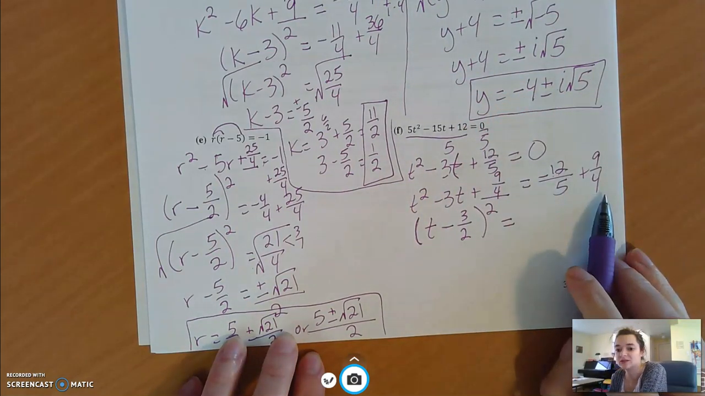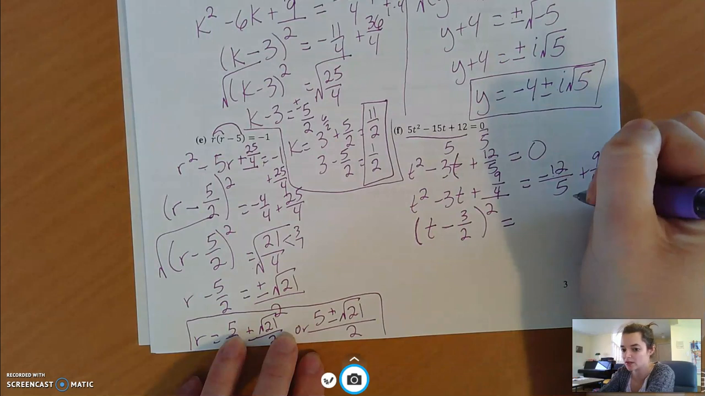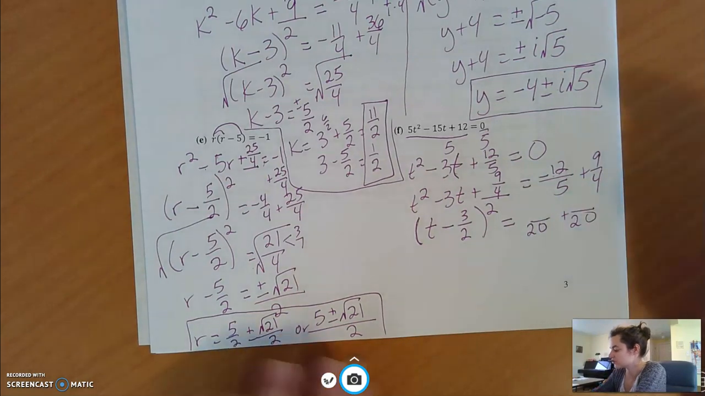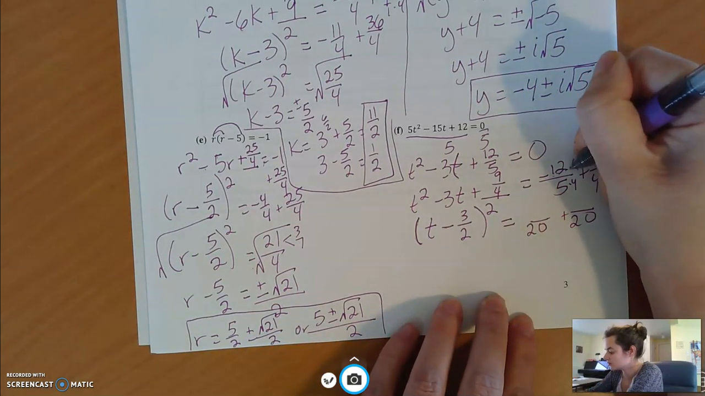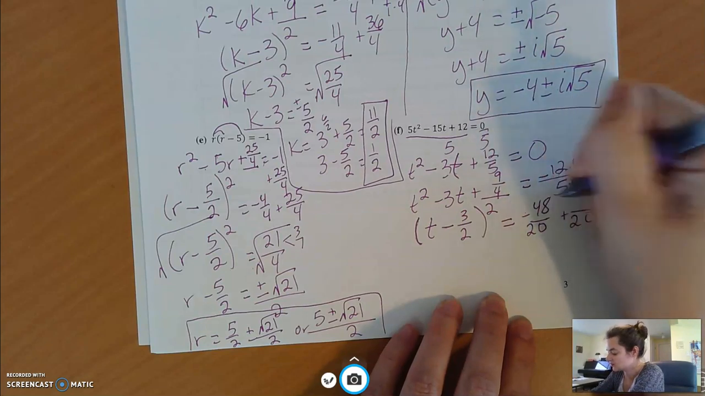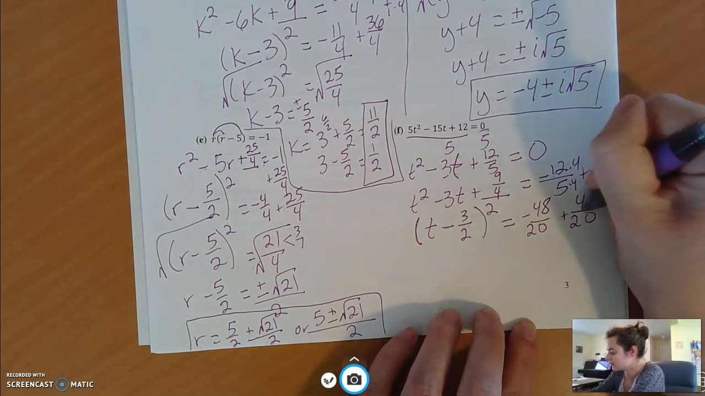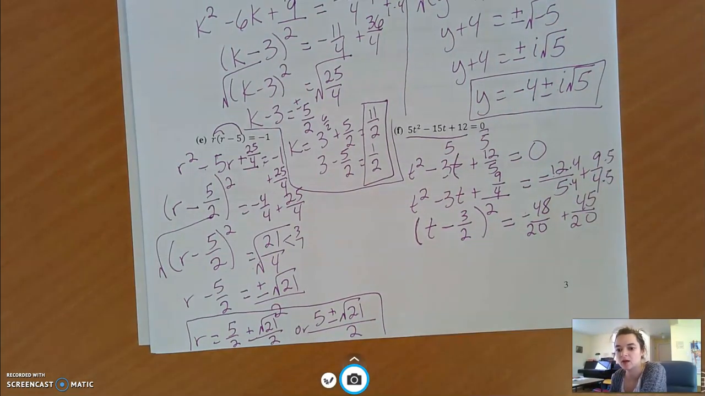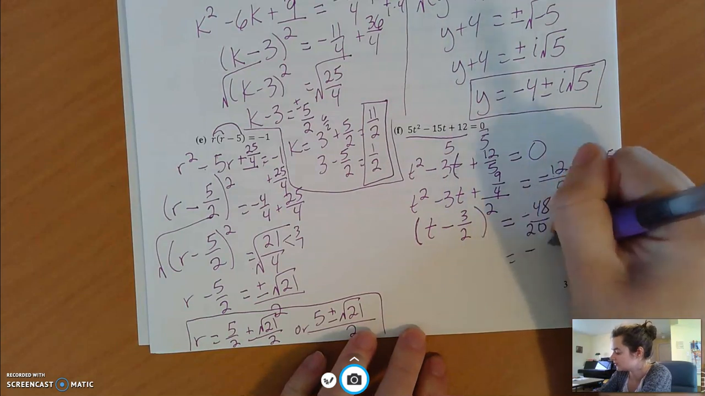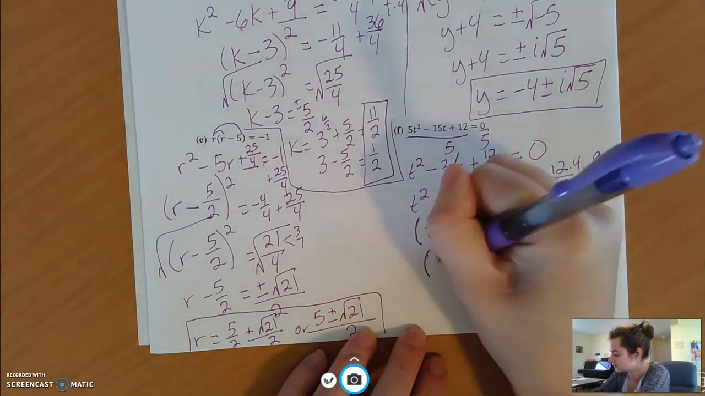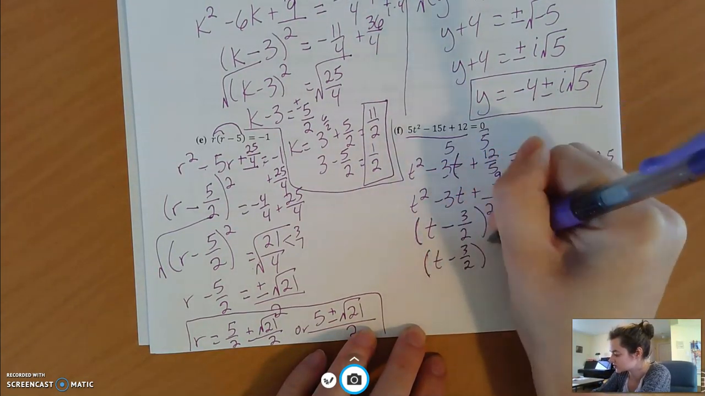On the right side, we do need to get a least common denominator to add our fractions together. 5 and 4, our LCD would be 20. I'm going to take the first fraction and multiply by 4 over 4, which would give me negative 48 over 20. For my second fraction, I'll multiply by 5 over 5, which would give me 45 over 20. Negative 48/20 plus 45/20 would be negative 3/20 equals our t minus 3/2 squared.